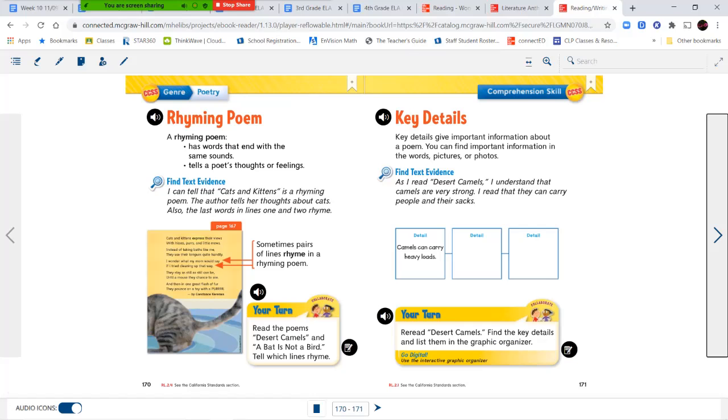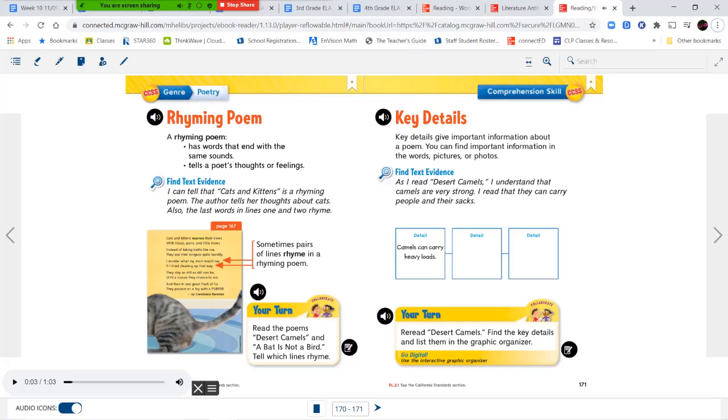All right, so let's go into our genre. So we're talking about poetry, and right now we're talking specifically about rhyming poems. So remember, a rhyming poem or any words that rhyme are words that have the same ending sound. And a rhyming poem is usually sharing how an author thinks or feels about something specific. A rhyming poem has words that end with the same sounds. Tells a poet's thoughts or feelings.